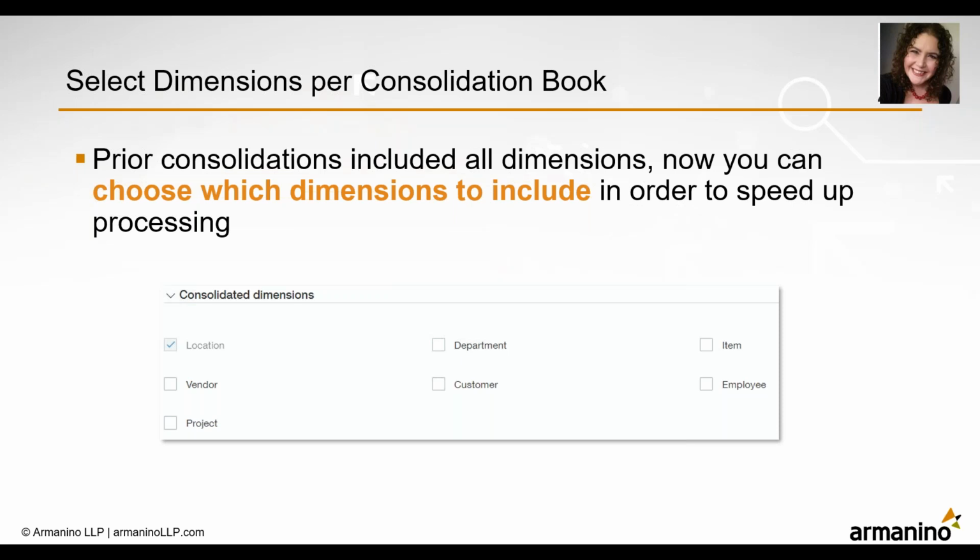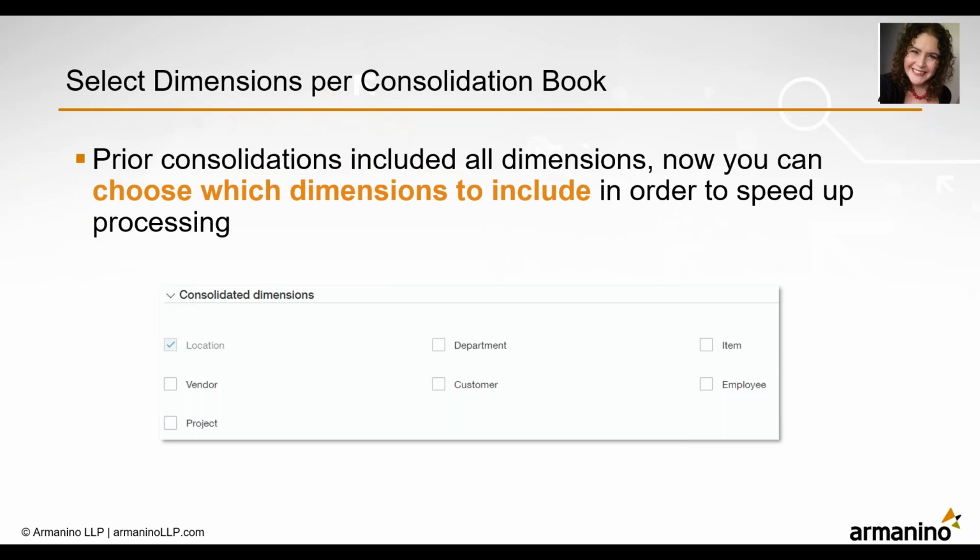And so prior consolidations within the system, anything that you have done included all dimensions. So if you have a lot of entities, a lot of dimensions, consolidation can take a long time. The longest I had mine take, with 26 entities and related currencies and all the dimensions, was just over an hour between when it finished consolidating and when it would let me know that it was done. And that's just for 1 month of data.